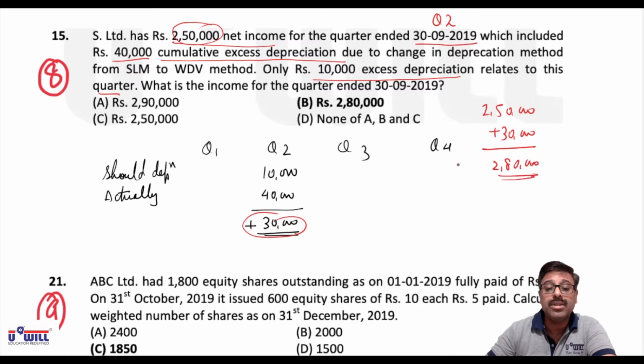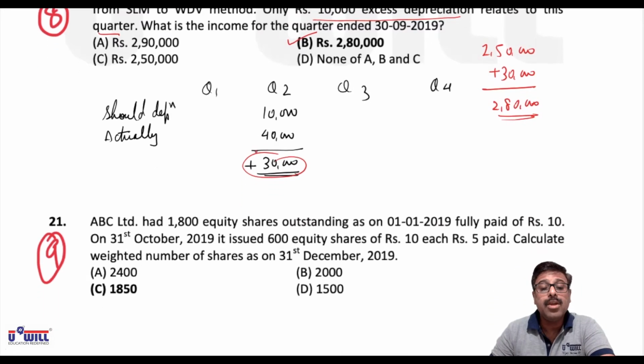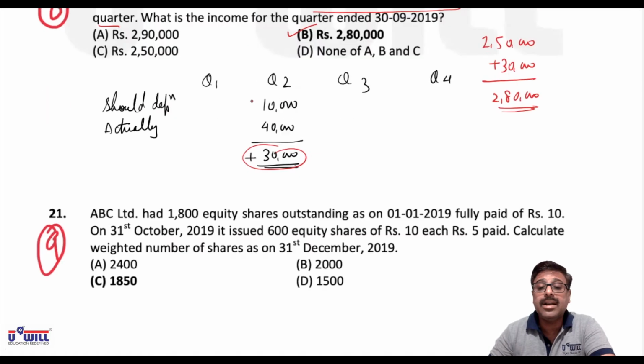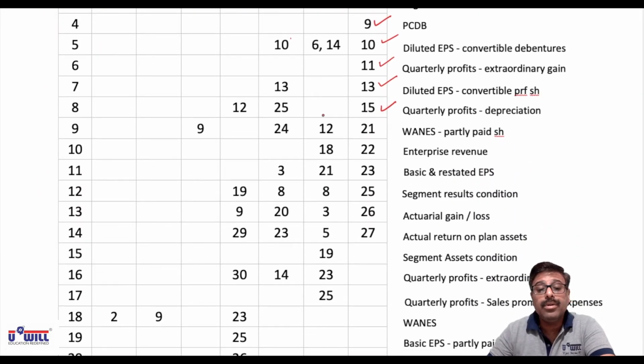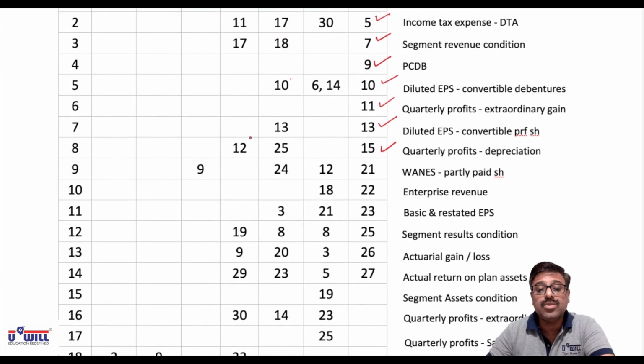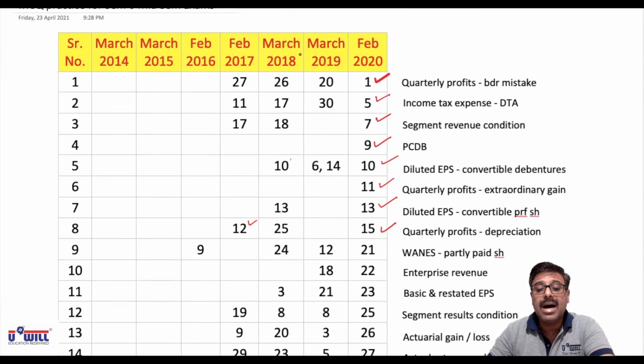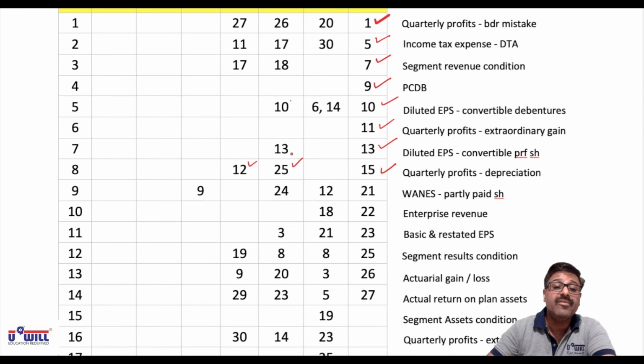That is option B. Question 21. So similar to this, you have questions like 15th, what we did right now, February 2017's question 12, and March 2018's question 25. Okay, these two you can try on your own.